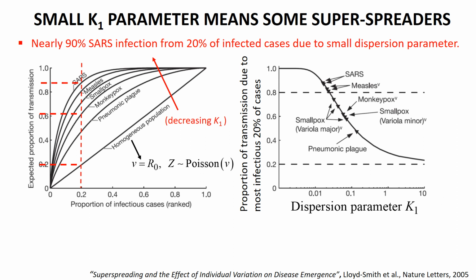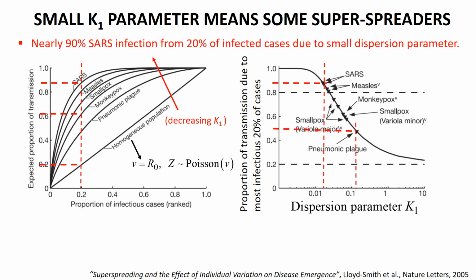Now, on the right-hand side we've plotted the dispersion parameter K1 along the x-axis. That's a logarithmic plot, by the way. On the y-axis, we have the proportion of transmissions due to the most infectious 20% of cases. So here we have it. If we look at SARS, we can see that 90% of transmission is due to 20% of the cases, and that's with a K number of somewhere between 0.01 and 0.02.